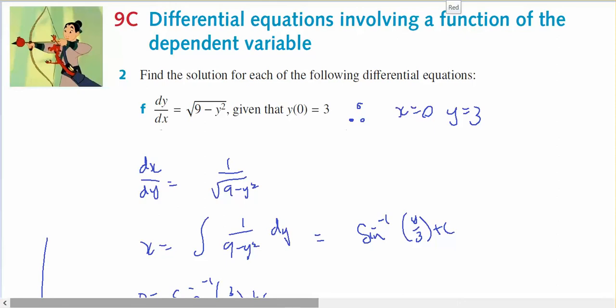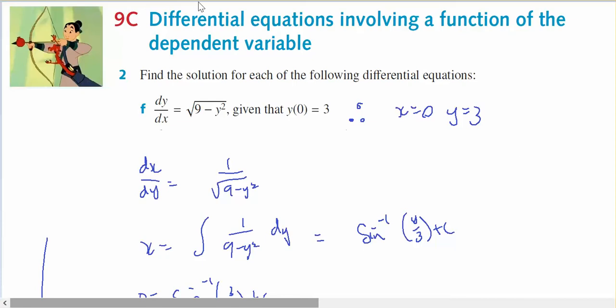This is for Year 12 Specialists. It comes out of 9C, question 2F. And the question is really, why do some of the answers have restricted domains when there was no indication in the original that there was a restricted domain?